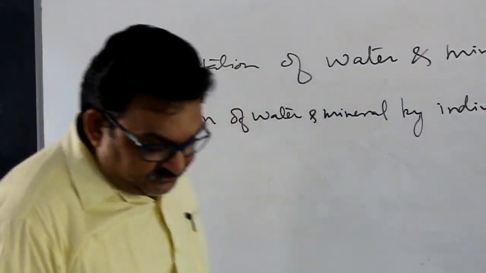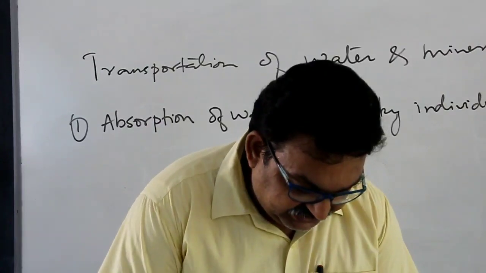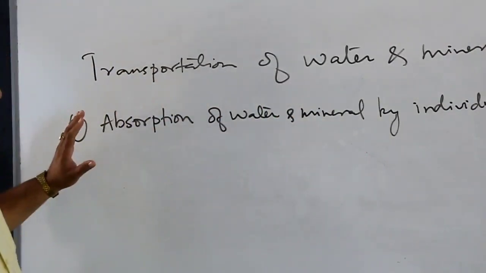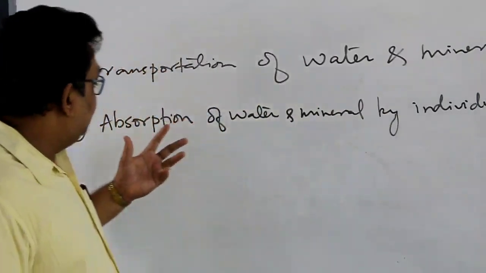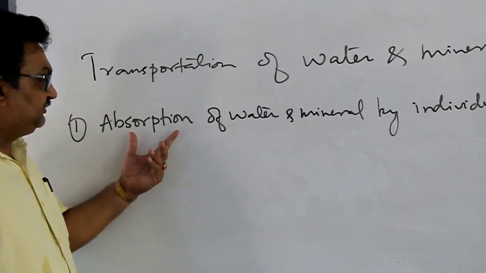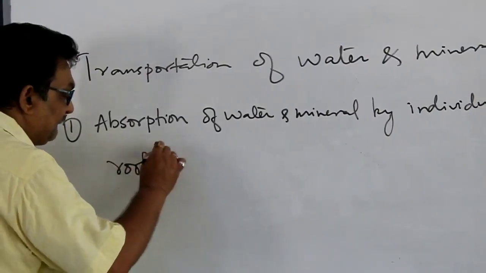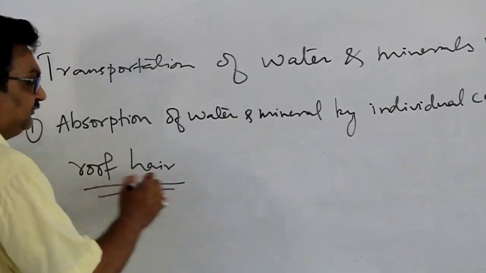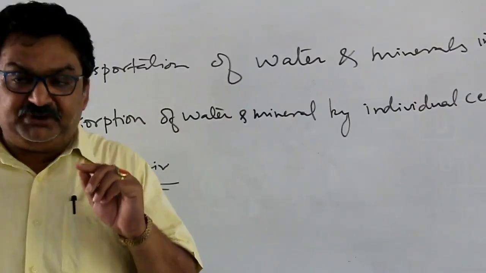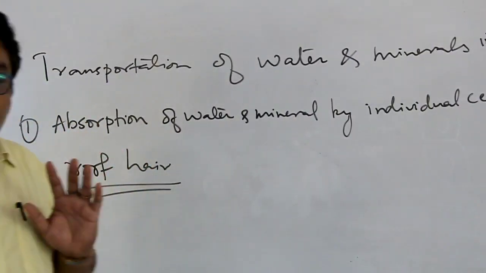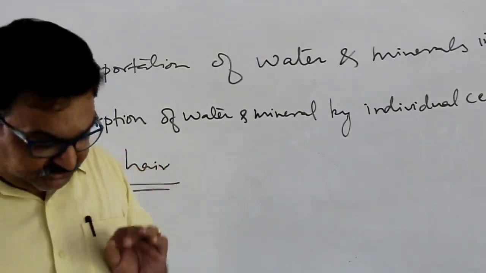Then, in this, water and minerals that have been absorbed by the individual cells, this is the first step involved in this. We will be focusing more on this today. The structure that takes part in absorption of water and minerals is the root hair. Now this root hair, what exactly is it? It is the extension of epidermal cell of the root.